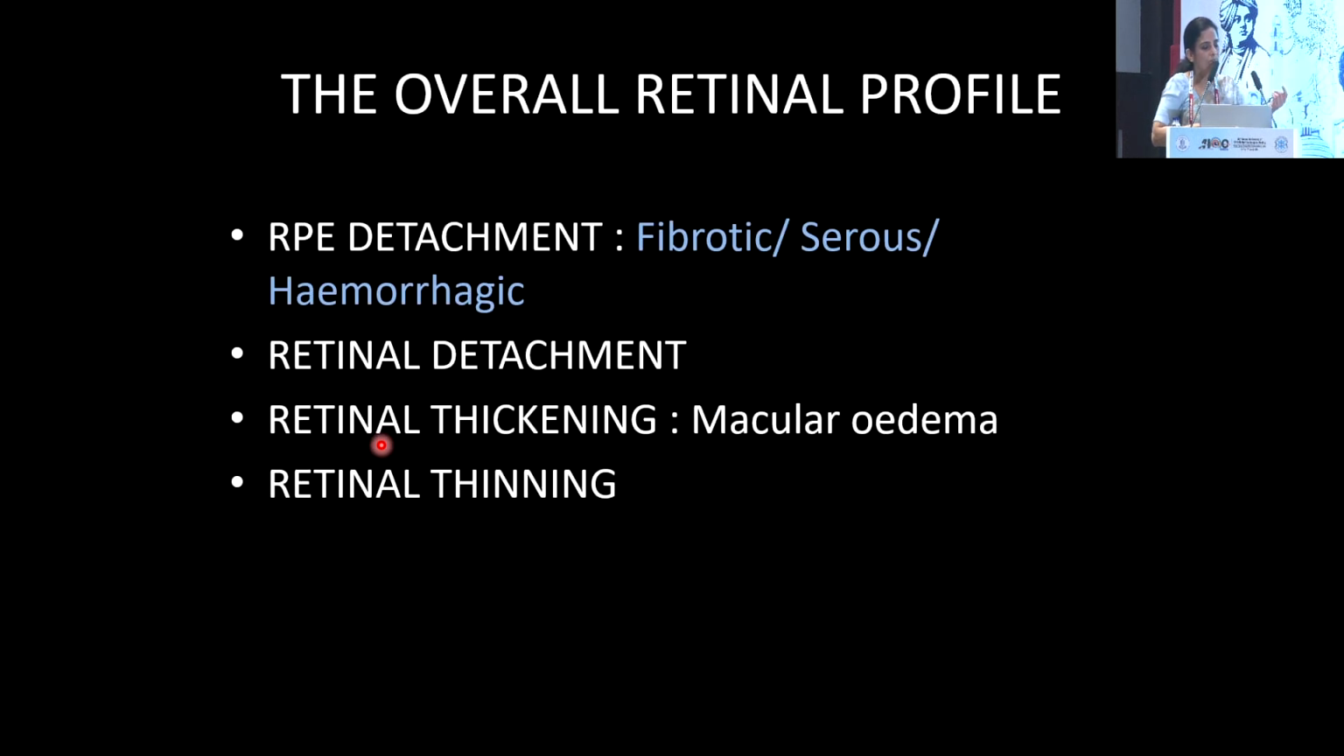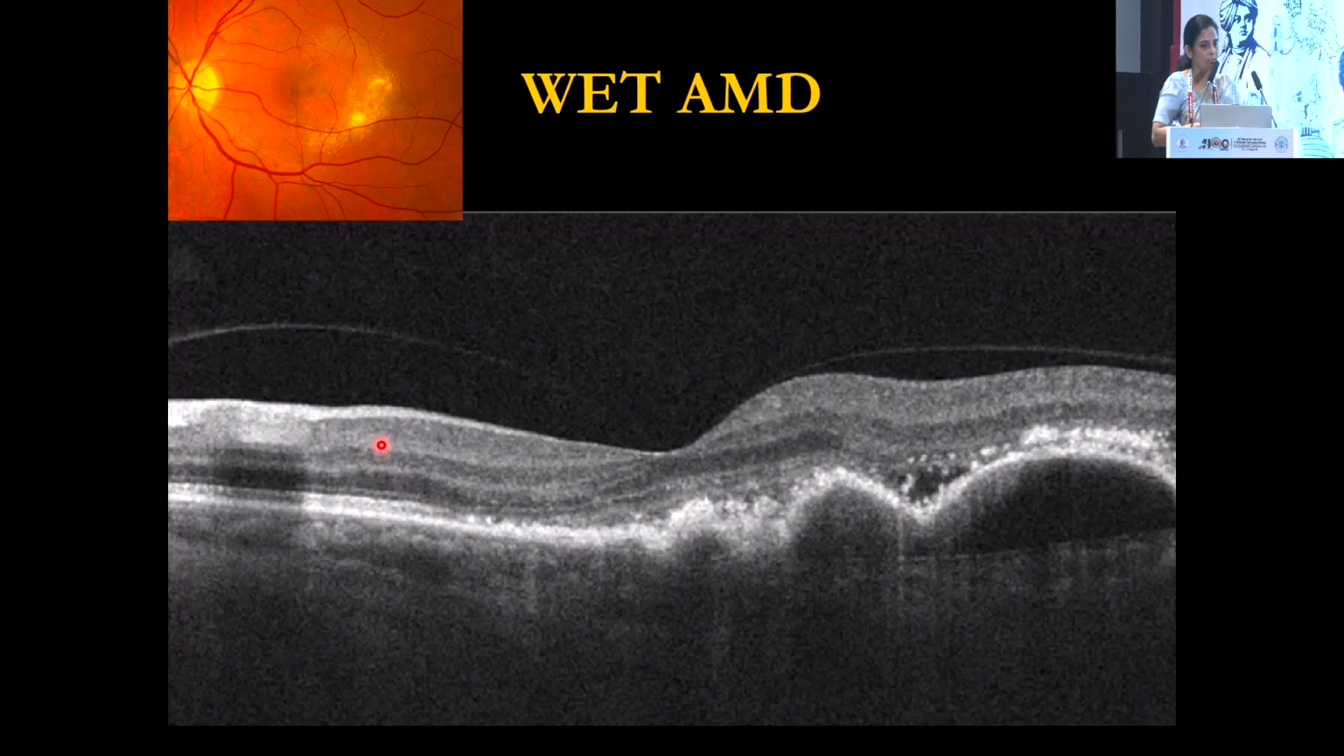First, see if there's a pigment epithelial detachment and what kind it is. Is there any fluid below it, or is there any fibrous material? Is it fibrotic, serous, hemorrhagic? Then see whether there's a retinal detachment, whether there's any subretinal fluid. Then see for retinal thickening, whether there are any intraretinal cysts, and then look out for retinal thinning.